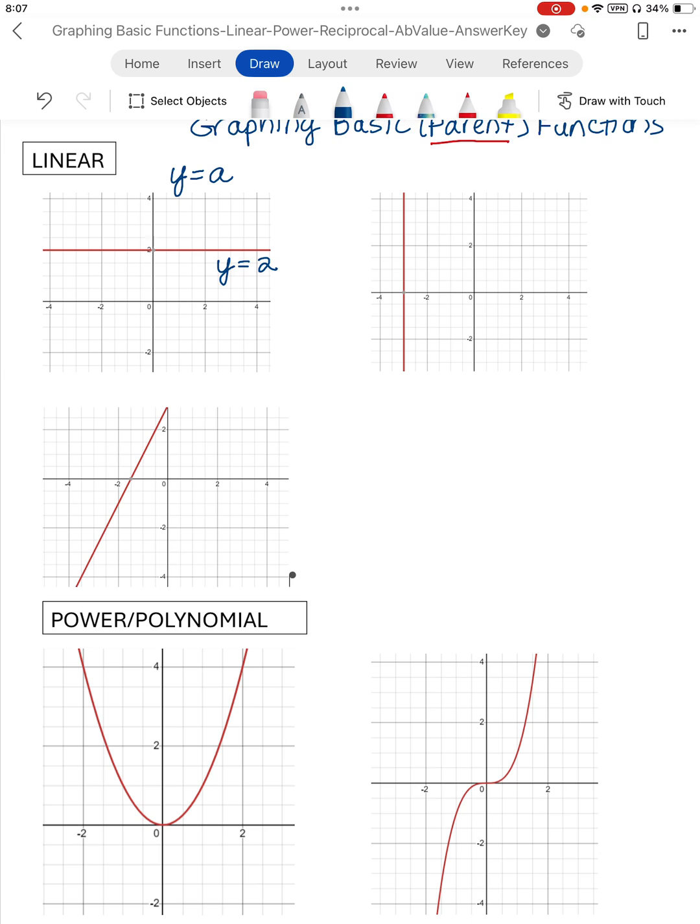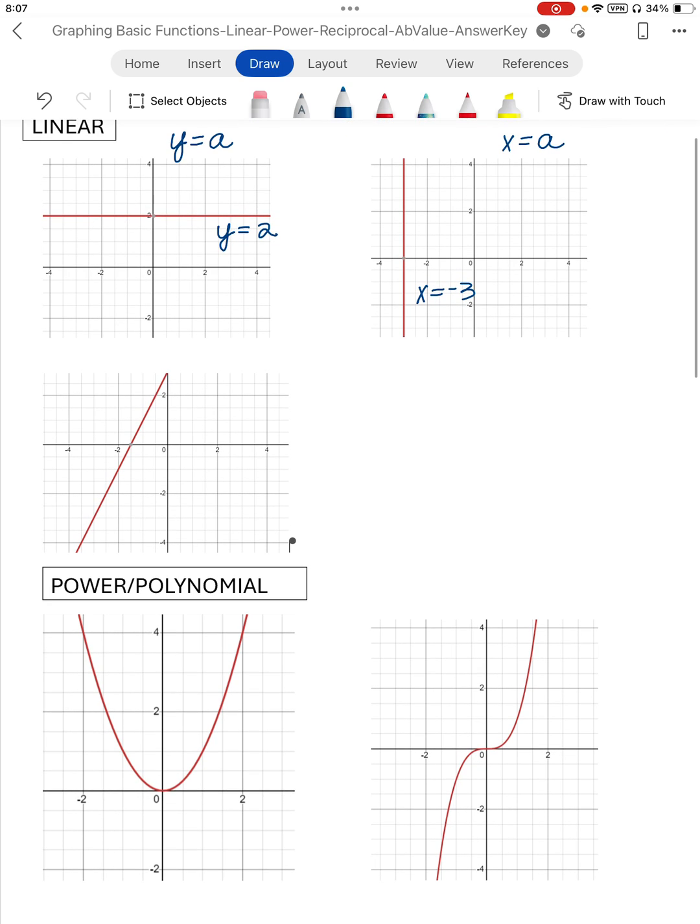Your vertical lines are always going to have x equals a, a being a number. In this example here, we have x equals -3. You can see that vertical line is hitting the x-axis at -3.